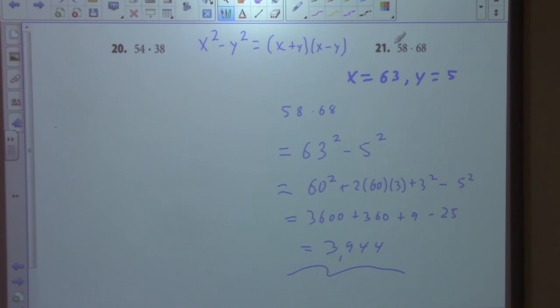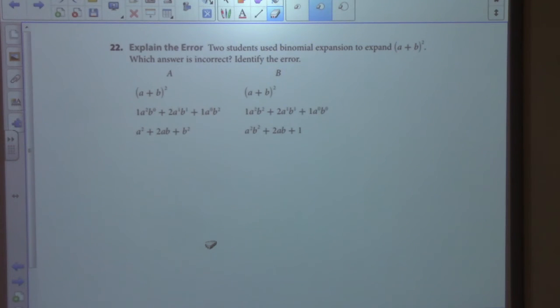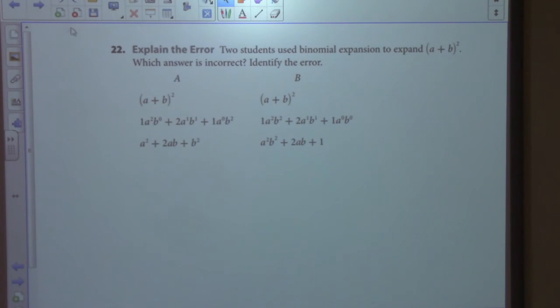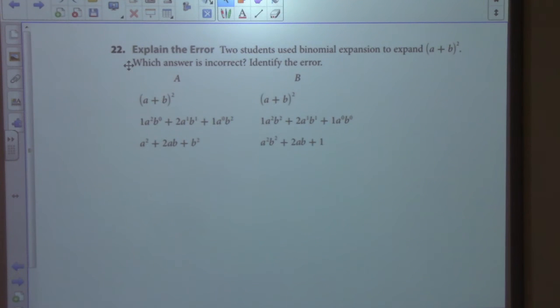The last one we have in this set is problem 22. So just look at that. You have 2 different students, and one did it correctly, one did it incorrectly. I'm going to choose somebody to give us an answer for 22 here in half a minute. This one should be pretty easy.